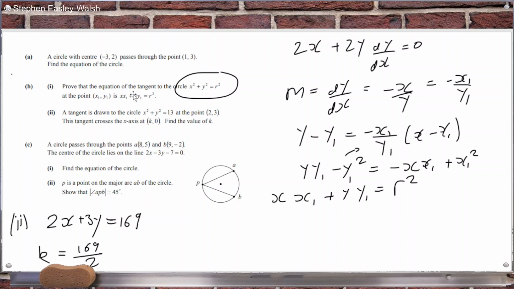I just realized I made a mistake. The radius, I shouldn't have written 169 there. The radius isn't 13, the radius is root 13. So that's 13, and that's 13 over 2 then. Okay, now we're okay, I think. Okay, let's resume.